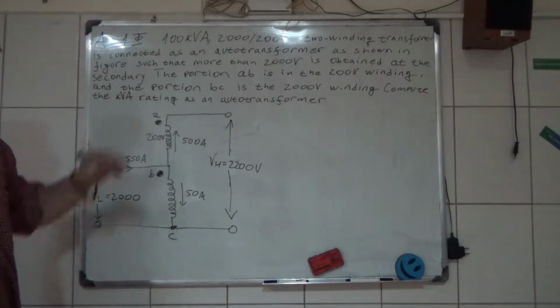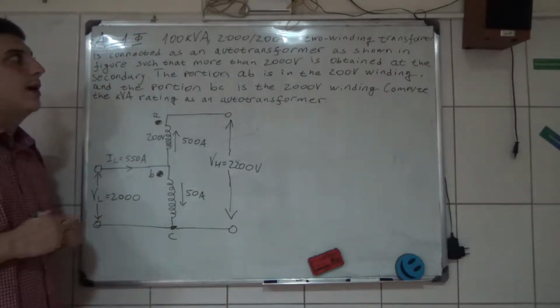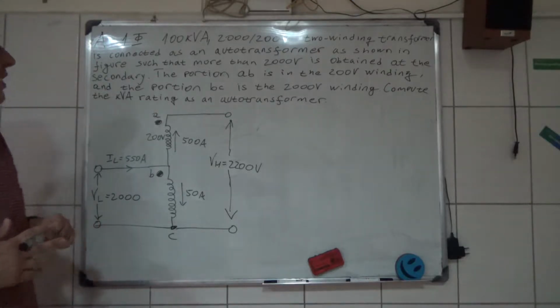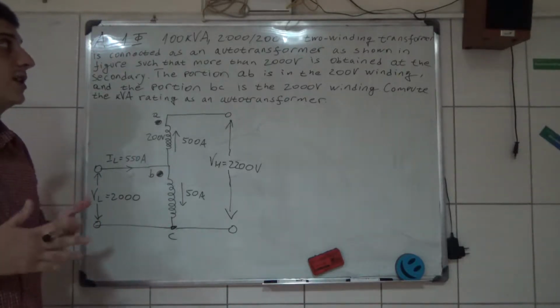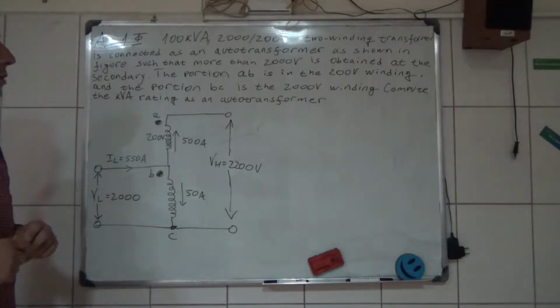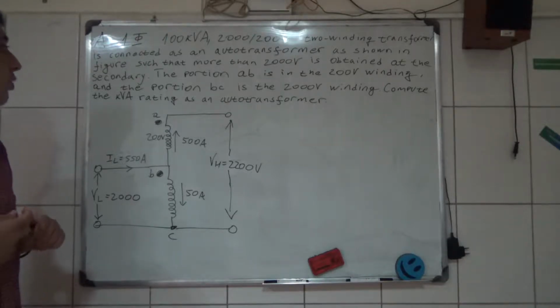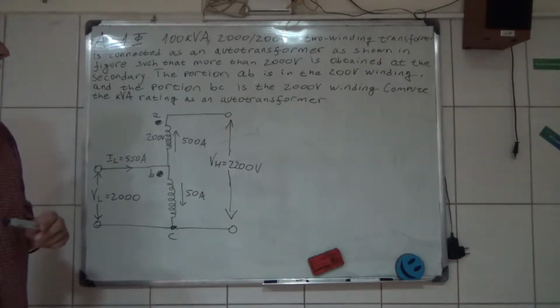It says a one-phase 100 kilovolt ampere 2200 volt two-winding transformer is connected as an auto transformer as shown in the figure, such that more than 2200 volt is obtained at the secondary. The portion AB is the 200 volt winding, and the portion BC is the 2000 volt winding. Compute the kilovolt ampere rating as an auto transformer.